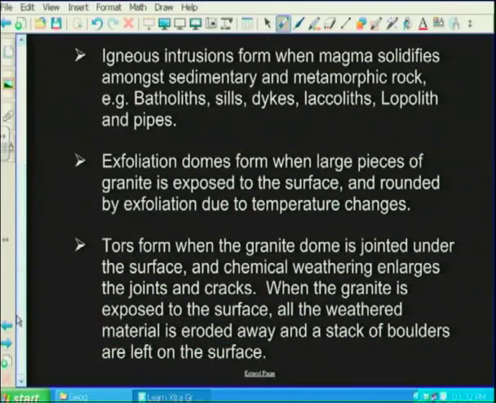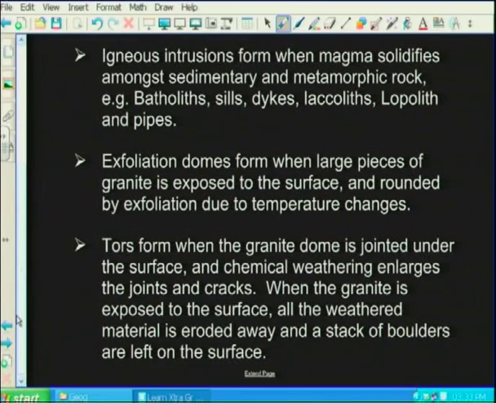Exfoliation. Now, exfoliation, if you can think of it in terms of something that's real to you, we exfoliate our skin, which means if you take a sponge, you exfoliate your skin and it peels away your dry skin layers. Exfoliation of a rock or a structural landform is identical. It literally refers to bits and pieces of the rock breaking off over time that are no longer needed for use. So exfoliation domes form when large pieces of granite are exposed to the surface and rounded by the exfoliation due to temperature changes.